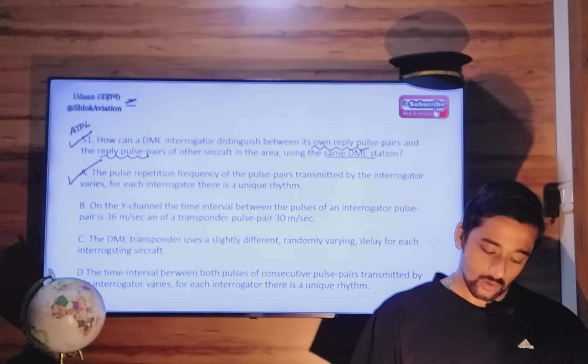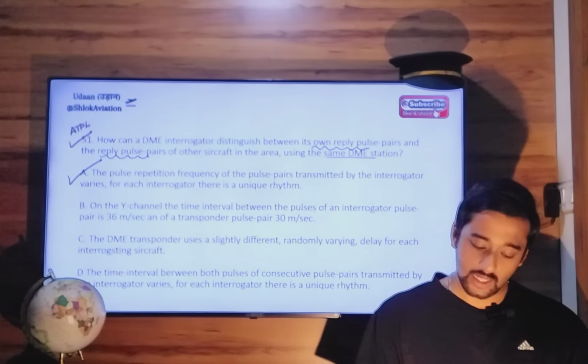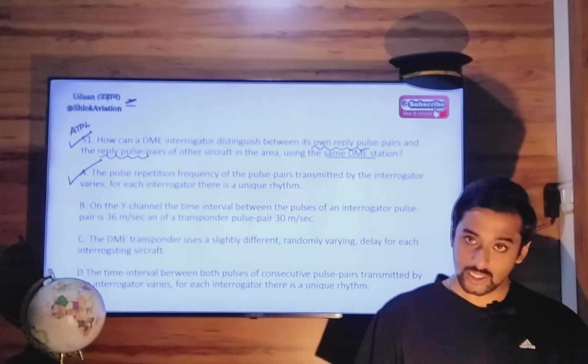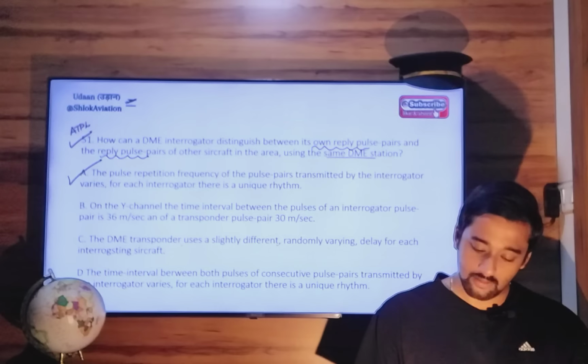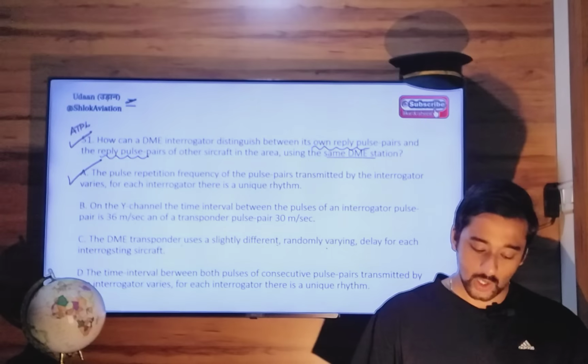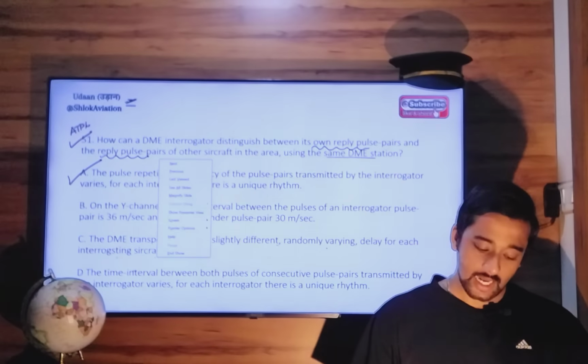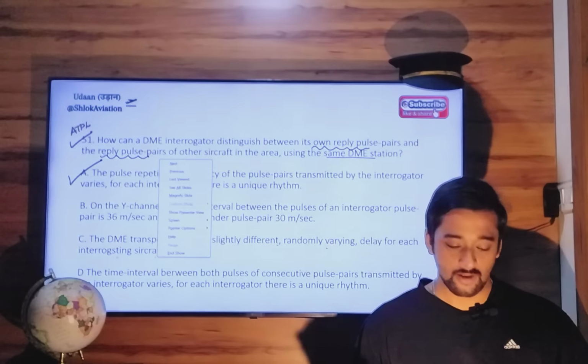Yes. On the Y channel, the time interval between the pulses is 36 microseconds, and that is incorrect. The DME transponder uses a slightly different randomly varying delay for each interrogating aircraft? No. The delay is fixed at 50 microseconds for every aircraft.